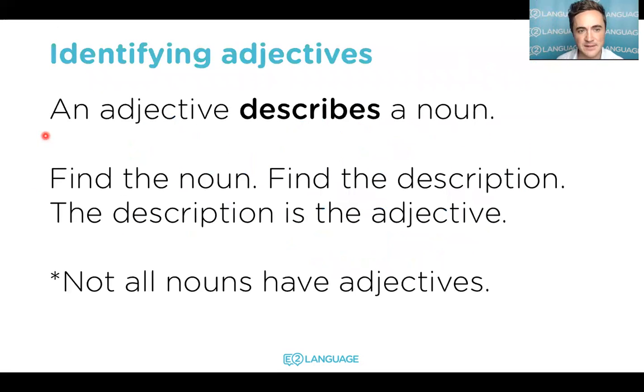Let's identify adjectives. So here's the definition. An adjective describes a noun. It describes the thing, right? So if I have a phone, there's my noun, there's my thing. How can I describe this? Well, it's black, it's new, it's shiny, it's expensive. These are the adjectives that describe the thing, describe the noun. So first, to find an adjective, you need to find the noun. Then you find the description, and the description's the adjective. Now, just keep in mind that not all nouns will have an adjective.